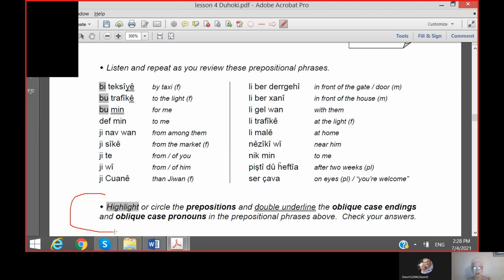Okay, now we're going to highlight or circle the prepositions like I did here. And you're going to double underline the oblique case endings and pronouns. Go ahead and take some time to do that. So you can use a highlighter, for example, to highlight the preposition, and then you double underline the oblique case pronouns or nouns. Take your time to do that, and then check your answers in Appendix S of Book B.